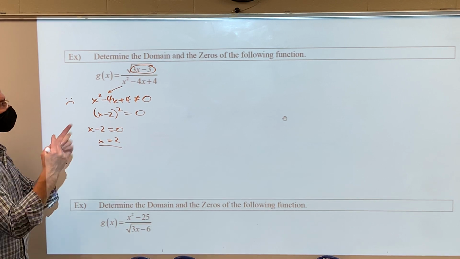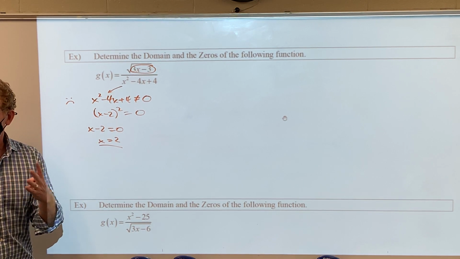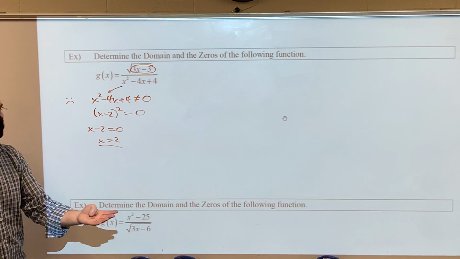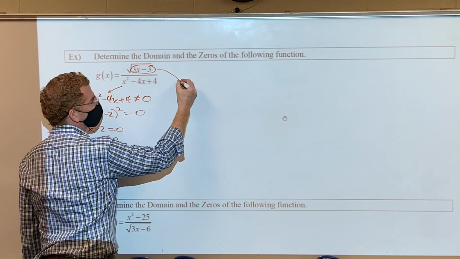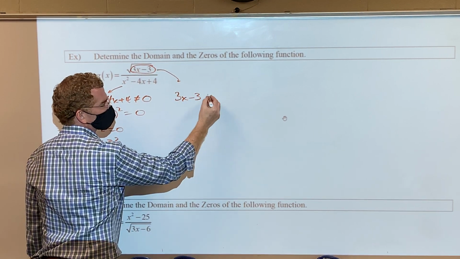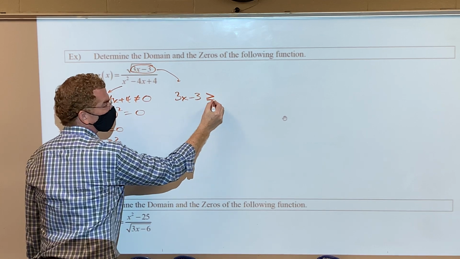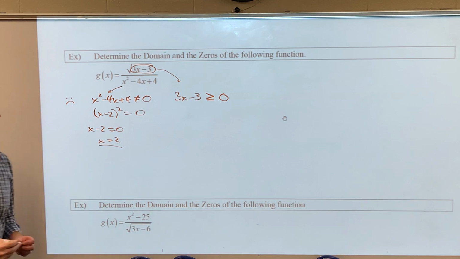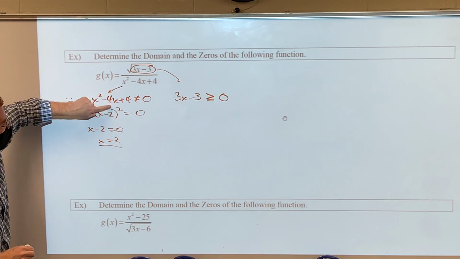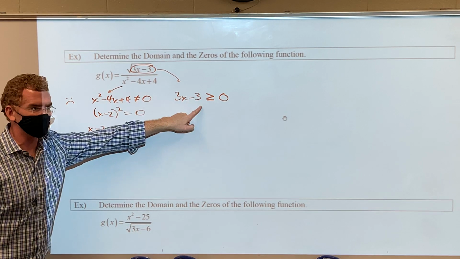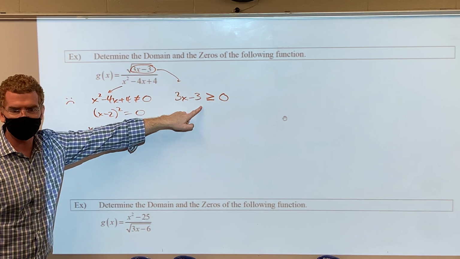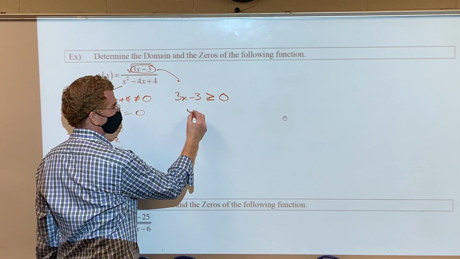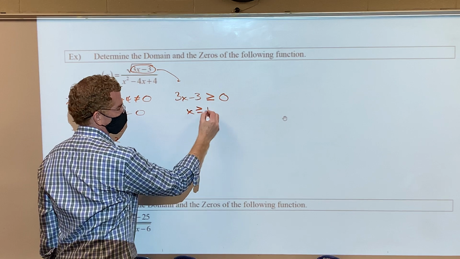So you want whatever's underneath to be positive or 0? How can I say that? Whatever's underneath is positive, but 0 works, right? I can take a square root of 0. Positive or 0. So you don't want these numbers, but you do want those numbers. Are y'all tracking with me on that? And then that's easy to solve, right? Add the 3, divide by 3, greater than or equal to 1.